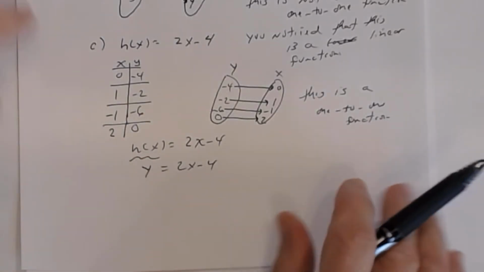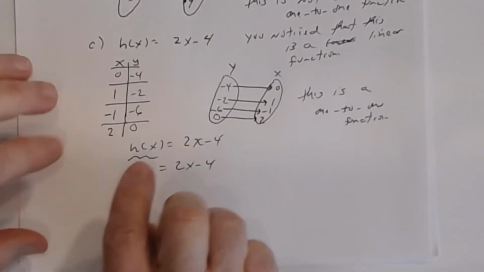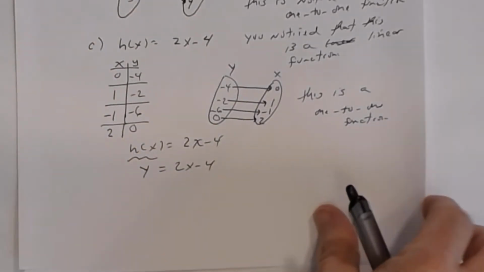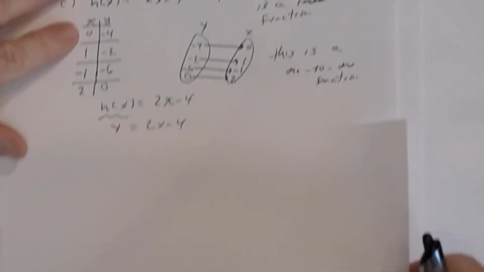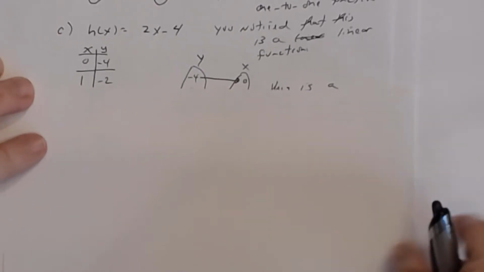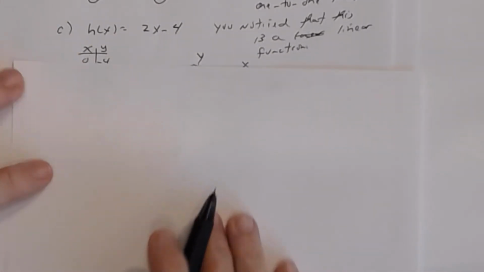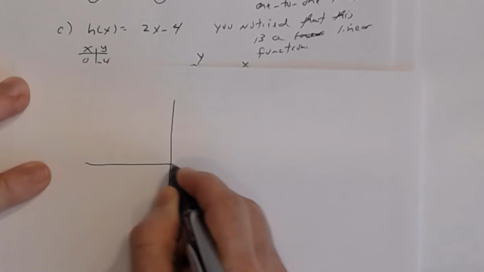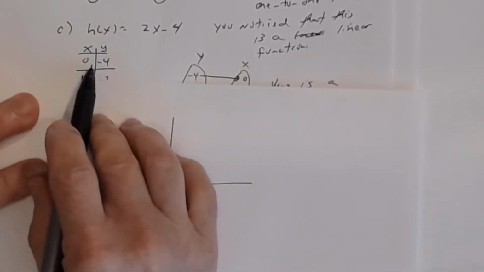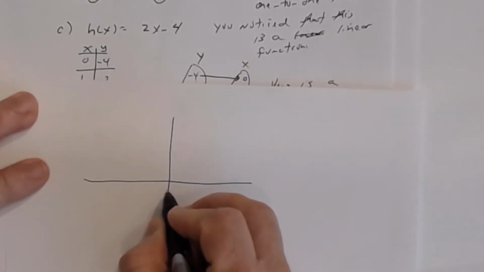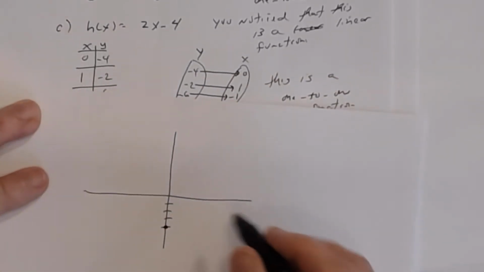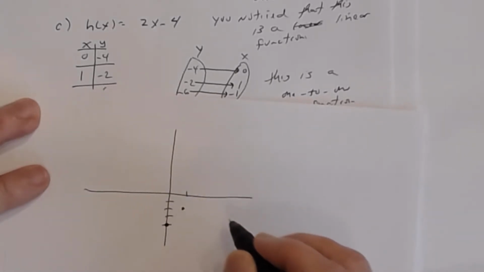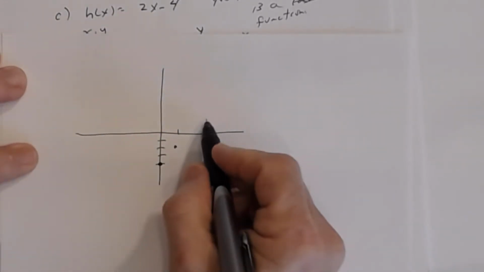Okay, now the other way you can look at this is in terms of a graph. So let me just do a rough sketch of this to show you another way to look at it. You know this is a line. So I'm going to plot a couple of these points. I'm doing it by hand, so it's not going to look good. If x is 0, y is negative 4. So 0, negative 4, right here. And then if x is 1, y is negative 2, right here. Now remember, this is a line, so all you need are 2 points to graph a line. So here's my line.